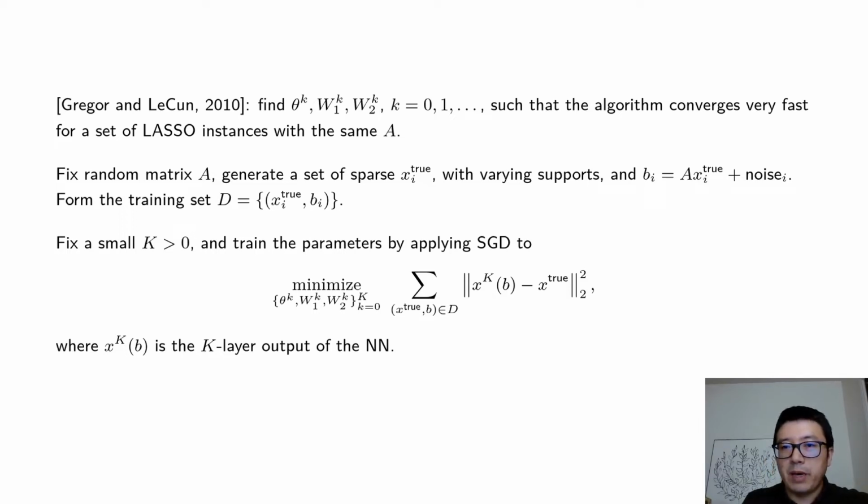And then they take noisy linear measurements of those sparse signals, and call these true signals and linear measurements the training data. Then they write down this training problem where, for every sample point, which is a pair of true data and its corresponding linear measurements, you compare the output of the K-layer ISTA network to the true signal, and you decide the parameters in the network such that the K-layer output is as close to the true signal as possible over the entire training data set.